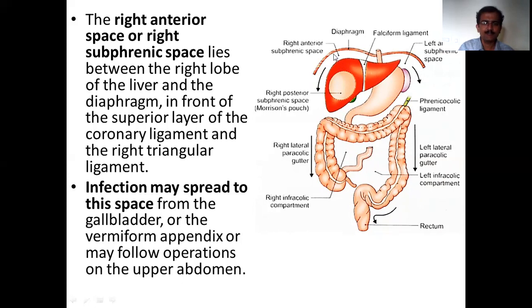Related to this, infection may spread into this space, and the infection can come from the gallbladder. Here you can see in this image, the green color is the gallbladder. From there the infection can come to this space, or else from the vermiform appendix. Here you can see the vermiform appendix. The infection can also come to this space in the lying down position, because here there is the right posterior subphrenic space, which is the most dependent area in the lying down position. So the infection can spread even to this right anterior subphrenic space following operations in the abdomen.